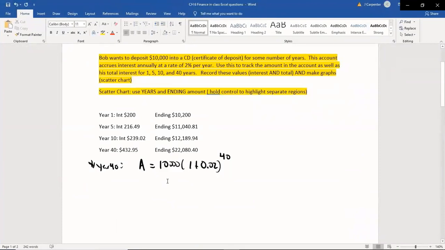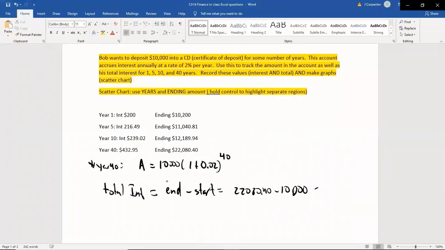By the way, I meant to mention this, the total interest is always the ending balance minus the starting balance. And I mean the actual end, the last year's end. So that would be $22,080.40 minus $10,000, which would be $12,080.40. That's what I like to call free money.